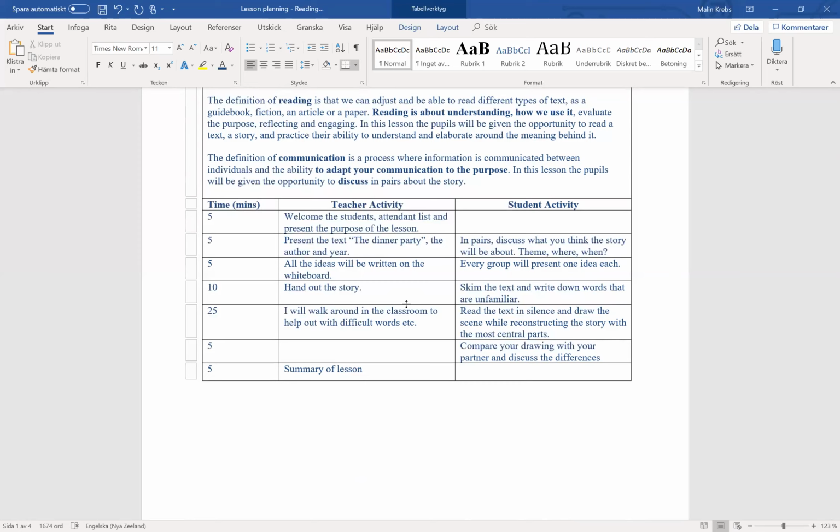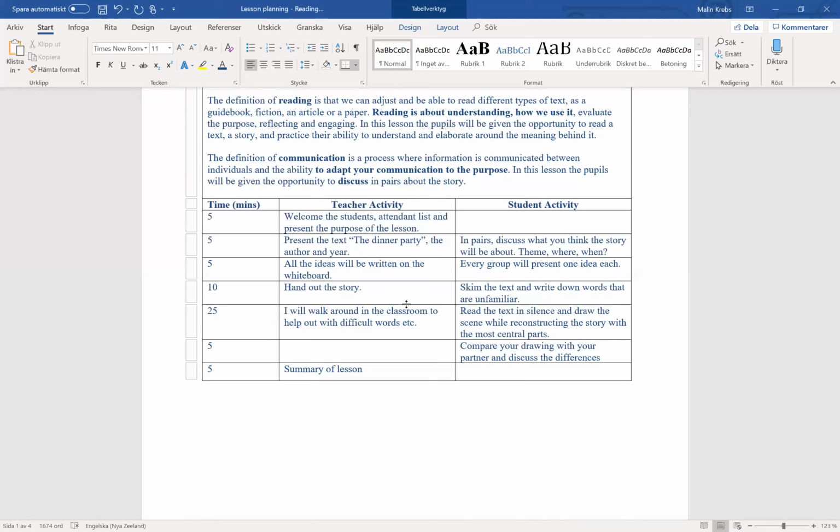The next 5 minutes we're going to write down some ideas on the whiteboard. And another 10 minutes, I will give them a handout of the story where they will skim the story to see if they can find any unfamiliar words and write them down. Another 25 minutes we'll give the students to read the text carefully and also reconstruct the story with the help of a drawing.